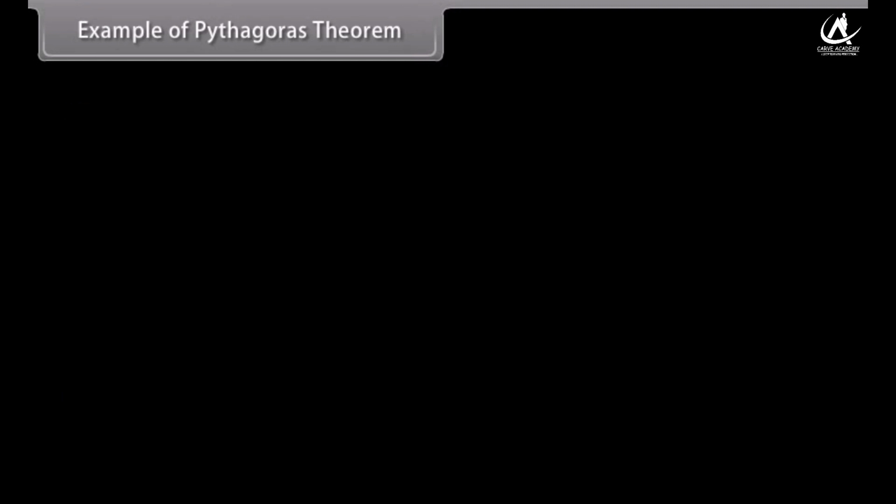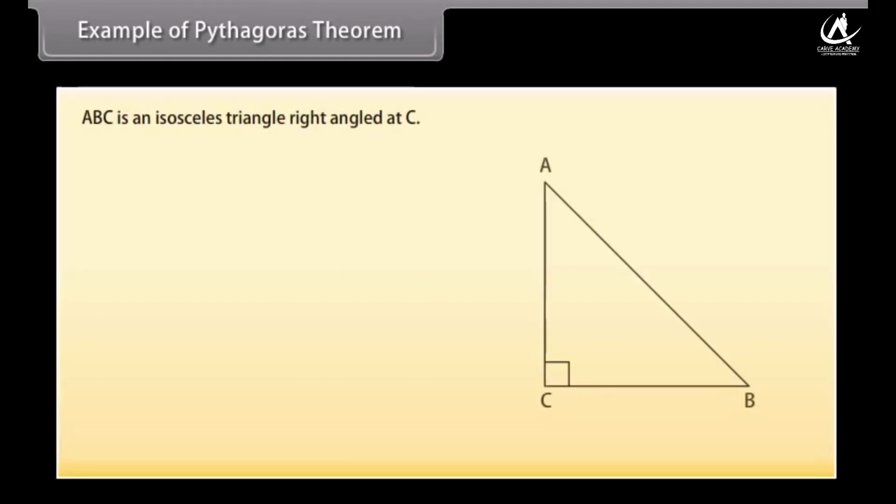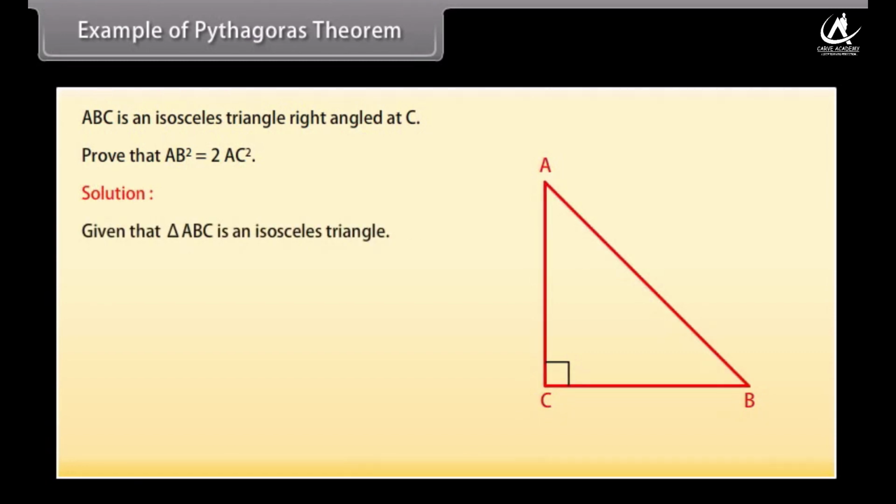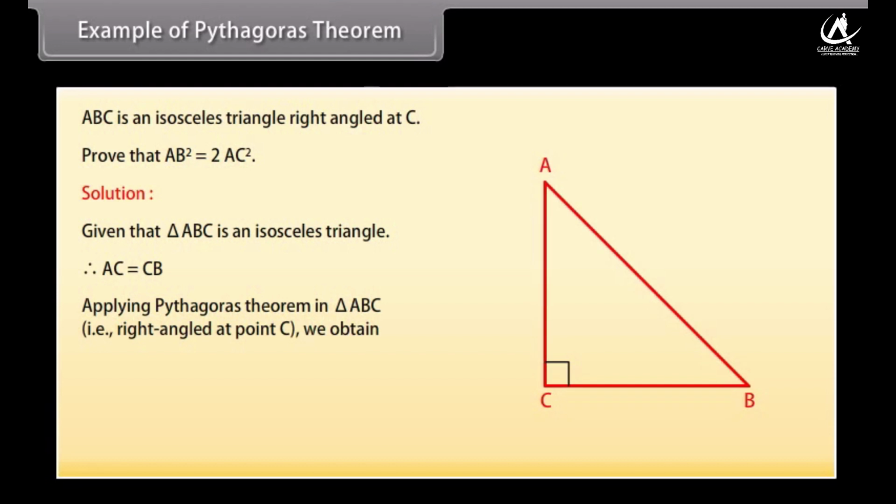Example of Pythagoras theorem. ABC is an isosceles triangle right-angled at C. Prove that AB square is equal to 2 AC square. Solution. Given that triangle ABC is an isosceles triangle, therefore AC is equal to CB. Applying Pythagoras theorem in triangle ABC, right-angled at point C, we obtain AC square plus CB square equals AB square, which implies 2 AC square equals AB square.